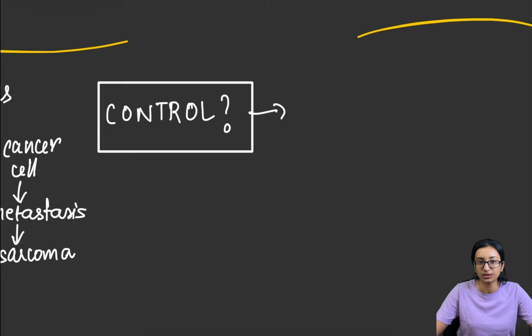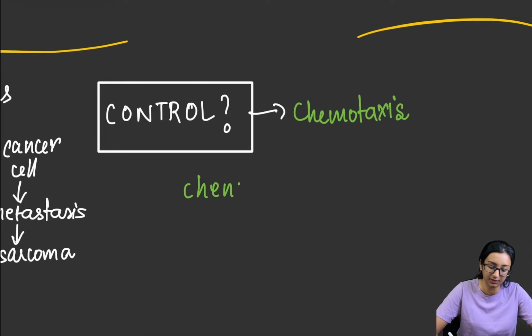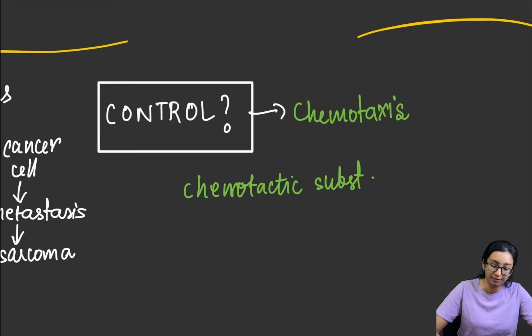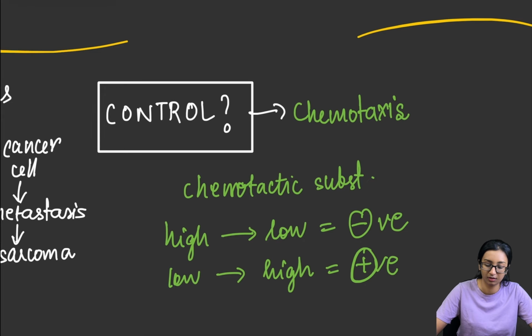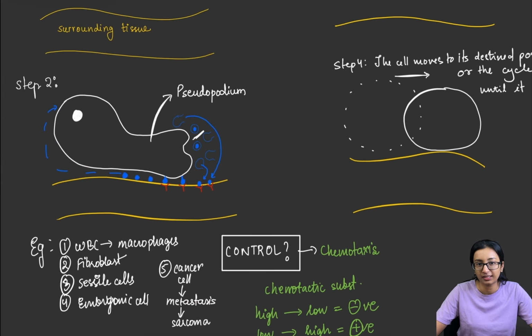These are controlled by a process called chemotaxis. In chemotaxis, there will be release of a special chemical substance called chemotactic substance. When they go from low to high concentration, it will be termed positive chemotaxis, and if they go from high to low, it will be termed negative chemotaxis. On whichever side these chemotactic substances are more, the cell will form pseudopodium on that side itself.